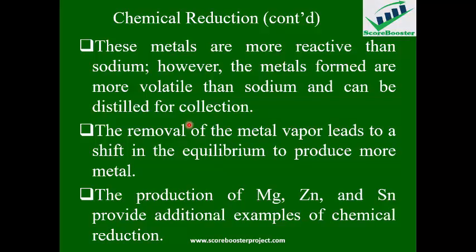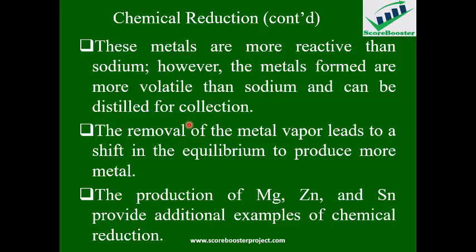When you have equilibrium and something changes in the system, the system will adjust itself to annul the effect of the constraint that just happened. In this case, if you prepare a metal and you have a metal vapor, you remove the metal, then equilibrium shifts to the front, to the product, to produce more metal vapor. In that case, you maximize the production of metals.